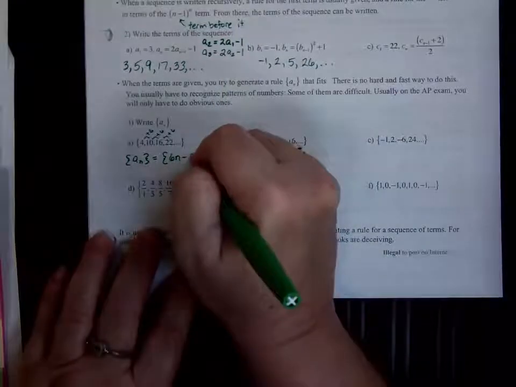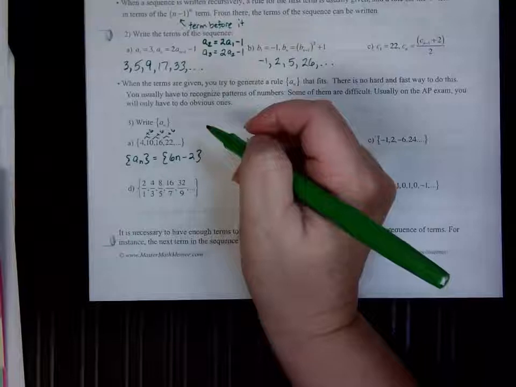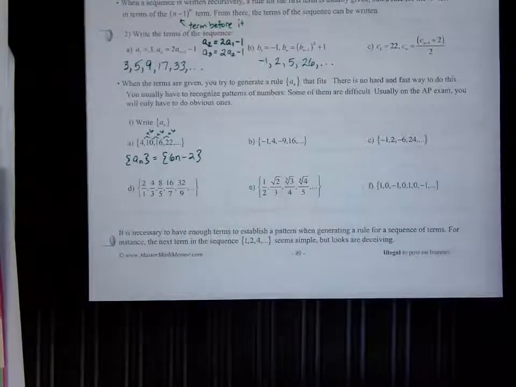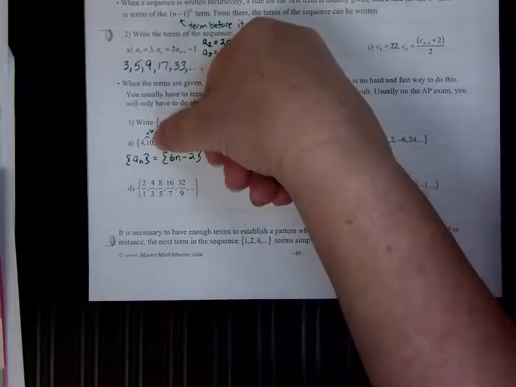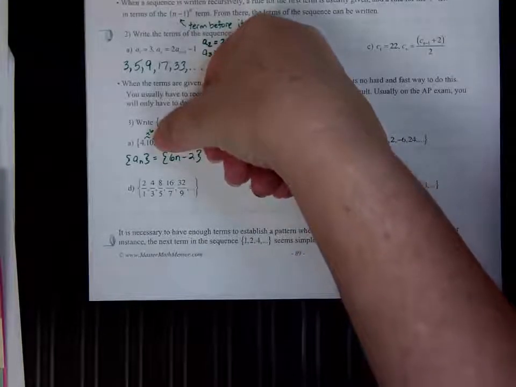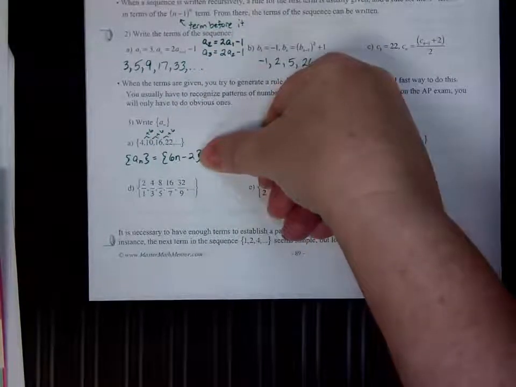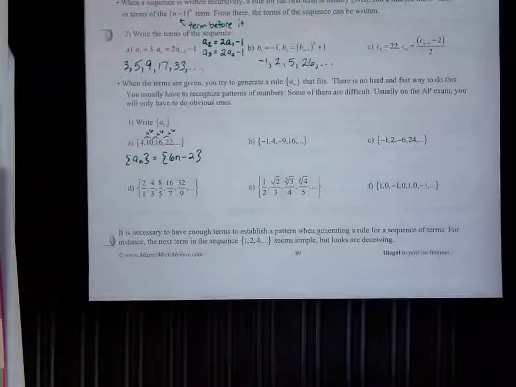Yes, ma'am? So is it like delta x times n? Yes. It is like delta x times n. Do y'all see how that works? See if it works for the second term. The second term is 10. So if you put a 2 in for n and subtract 2, are you going to get 10? Yes. When you said that it's basically delta x times n, are you saying that a equals delta x? Not necessarily. No, a is not delta x. A represents a sequence. A is never by itself. It's either a1, a2, a3, or a4. It's the term number.